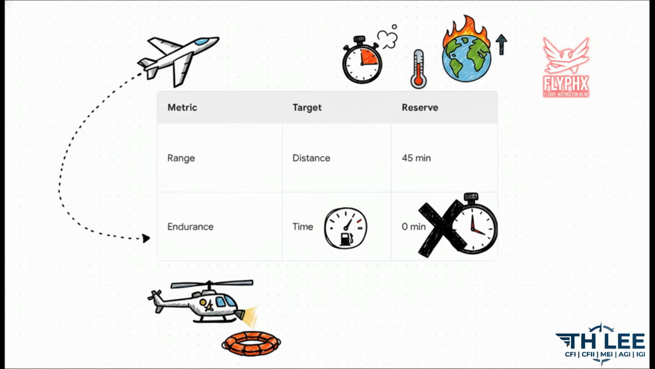Also, range calculations always bake in a 45-minute safety reserve. Endurance, on the flip side, is purely about time, and here's the kicker. When you file your endurance on a flight plan, you calculate it with absolutely zero reserve. Zero. Why? Because if things go sideways, search and rescue teams need to know the exact minute your plane will mathematically fall out of the sky empty, so they know exactly where to start looking.